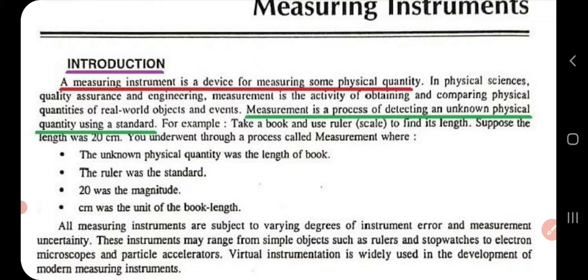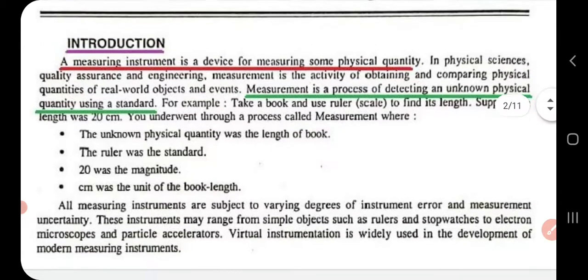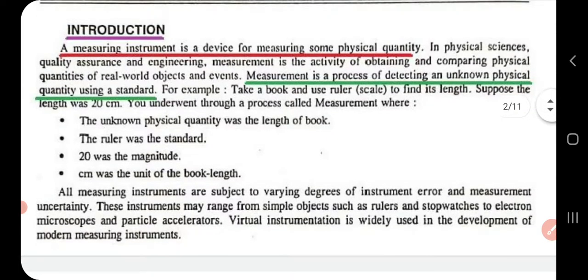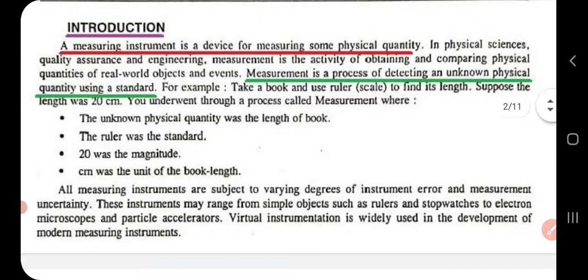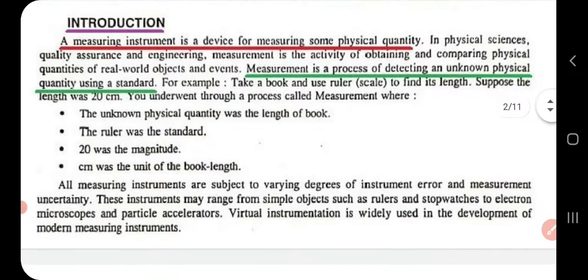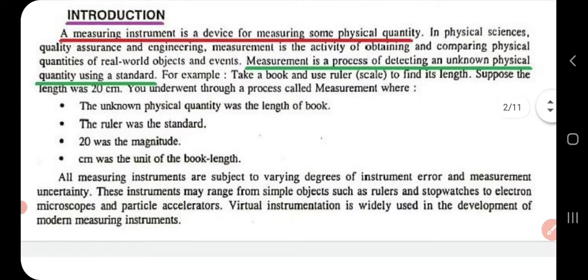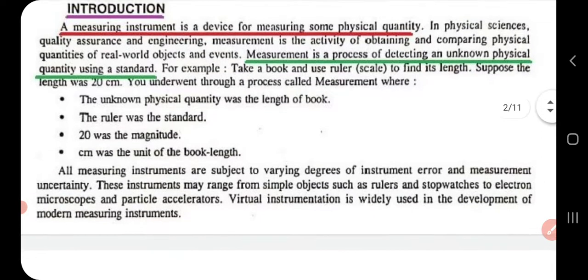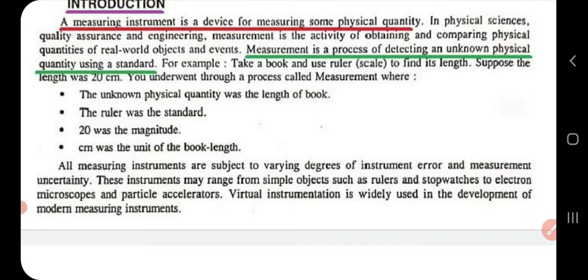Okay, now this will be more clearer if you go through this example. Suppose that you are asked to measure the length of a book. For that you need a scale or ruler as a standard. Once you have the scale, you will be able to measure the length of the book. The various simple steps involved while you are measuring the length of the book are as follows. The unknown physical quantity was the length of the book.